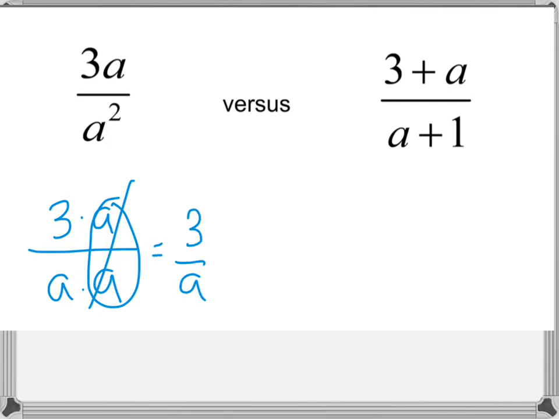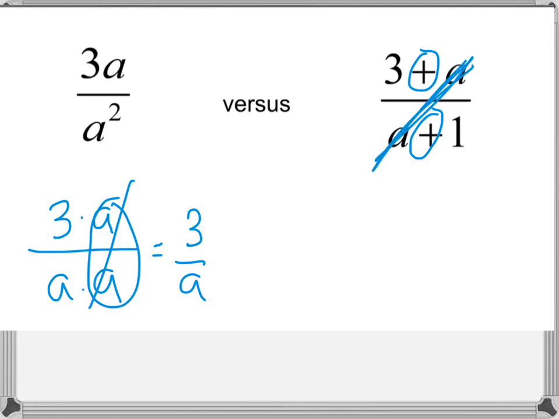Now, 3 plus a over a plus 1, a very common mistake, and you do not want to do this, is to say, oh, well, a is in the numerator and a is in the denominator, so I can just cancel them. The reason why you can't do that is because the a is being attached to the 3 with addition, not with multiplication. So you can't just cancel them like this.